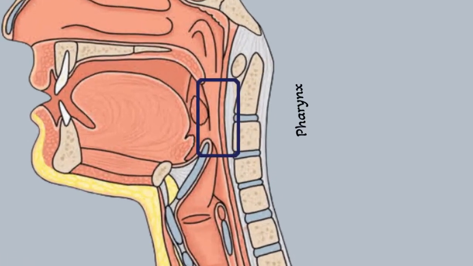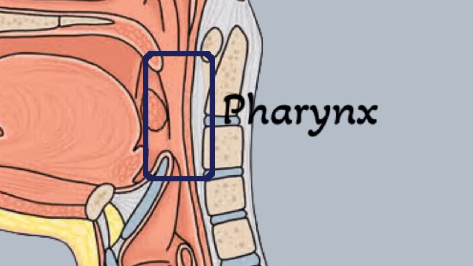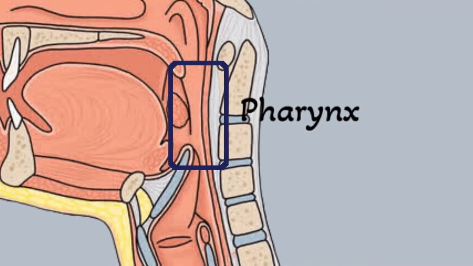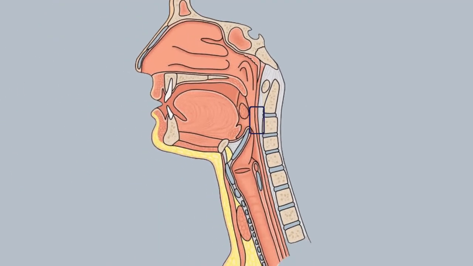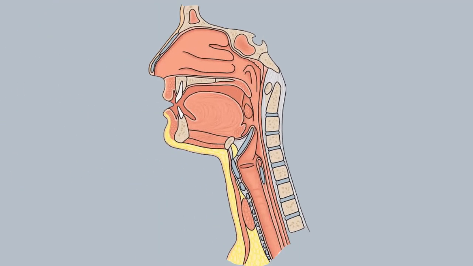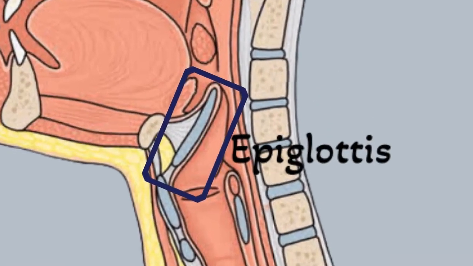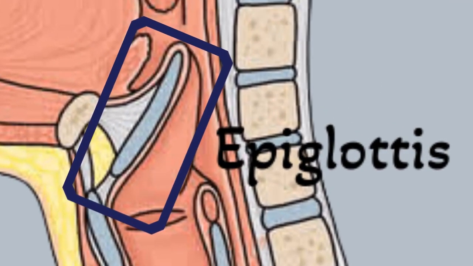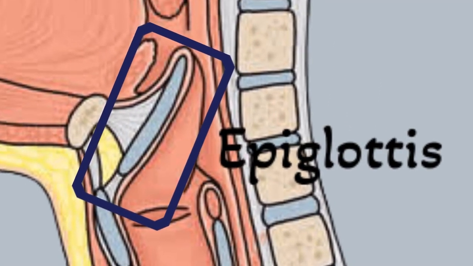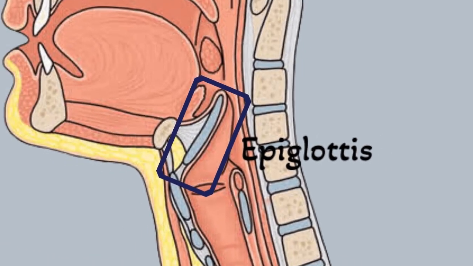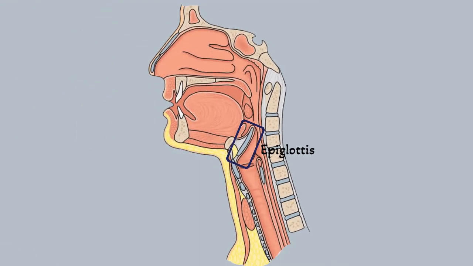The air then enters the pharynx. This is a region at the back of the throat and is the common passage for both what we consume and the air we breathe in. The epiglottis is a structure that closes the opening of the windpipe, which lies just below it, while swallowing food and drinks. This is to prevent these items from entering the lower respiratory system and therefore prevents choking.